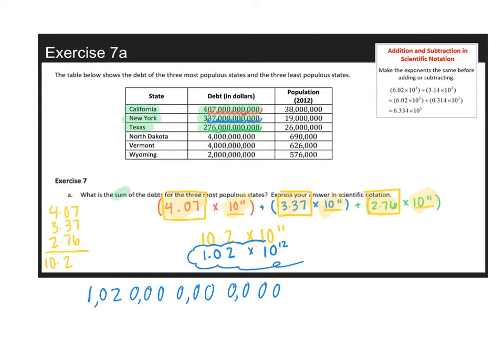This is my final answer. And that's what we're going to be doing today. Let's go ahead and recap what we just did in our new learning page, and then we'll get into some practice.